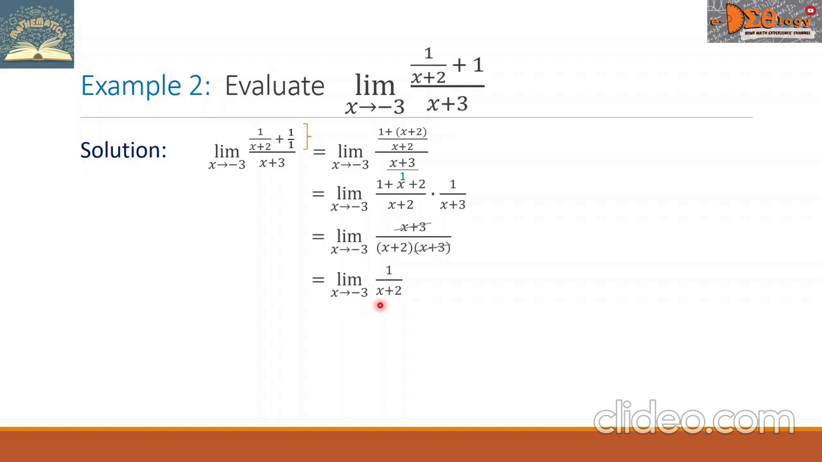That means we substitute this negative 3 for the variable x. So we have 1 all over negative 3 plus 2. The denominator is simplified into negative 1, and 1 over negative 1 is negative 1. This is the answer.